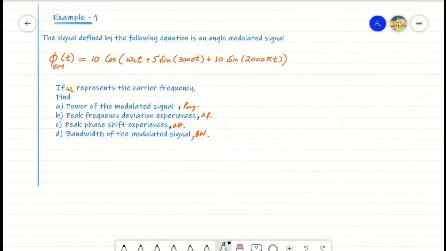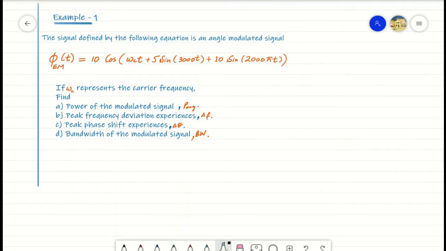In this example, we are given an exponential modulated signal and we are required to find the average power of this signal, the peak frequency deviation being experienced in this exponential modulated signal, the peak phase shift which is being experienced in this exponential modulated signal, and the bandwidth of this exponential modulated signal.